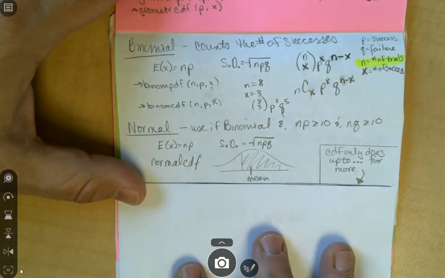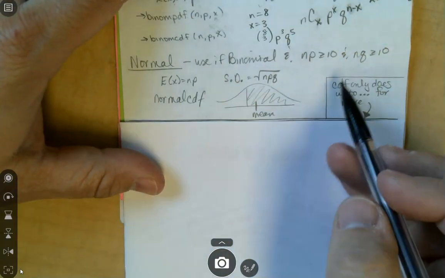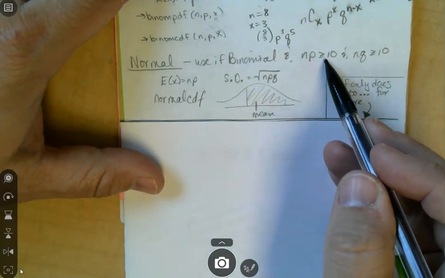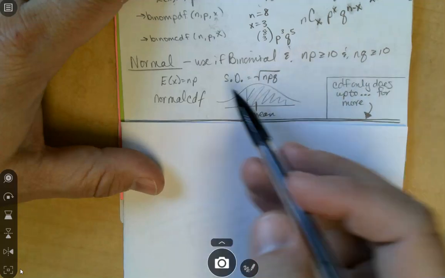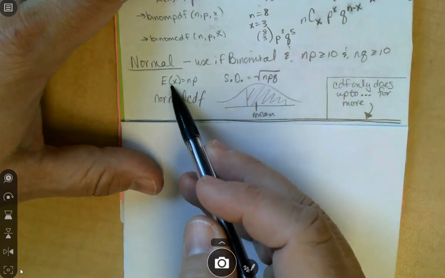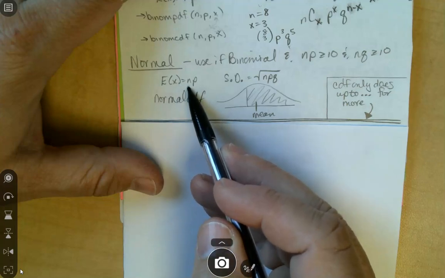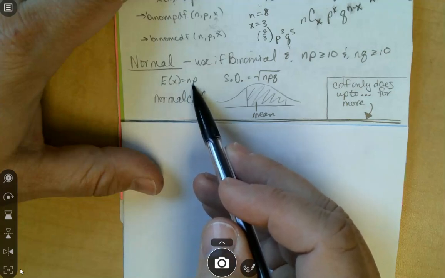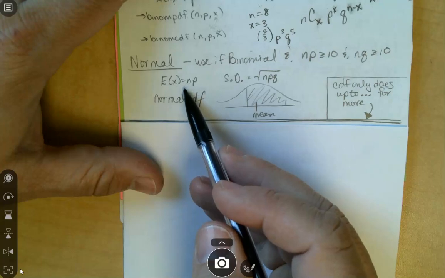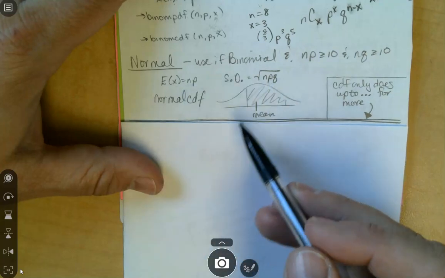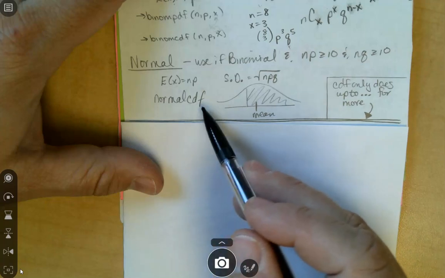Okay, then sometimes what happened is we would go to normal model, and we would go to normal model if I had at least 10 successes and at least 10 failures. And so if you go to normal model, your mean is this N times P, so the success percent times how many are in the trials, and your standard deviation is this. And then from here, you use normal CDF.